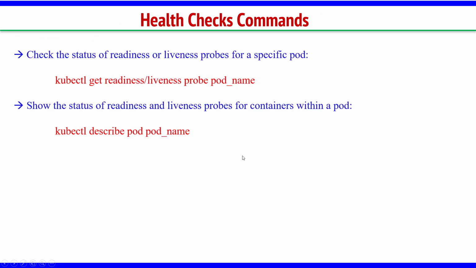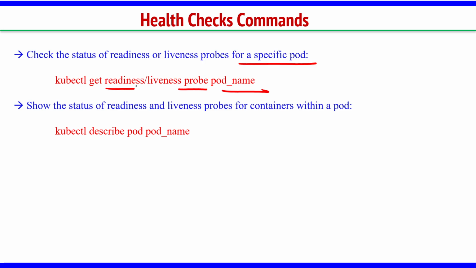Health check. Basically you want to know about the health of a particular pod, whether it is working fine or not, right? So there are different ways of knowing it. To check the status of readiness or liveness of a particular pod, you can go and check kubectl get, readiness or liveness, anything, you can give probe and the pod name. So this will give you the status of a particular pod. To know about the health conditions of a particular pod, we can use this command.